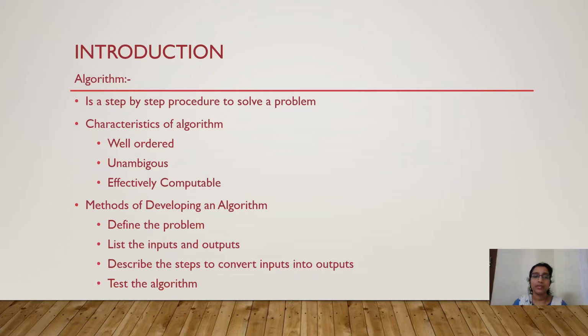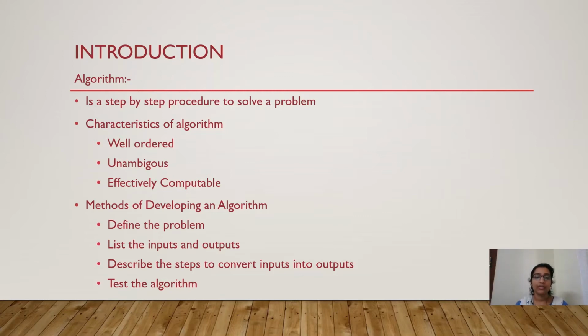Then the next thing is to list the inputs and outputs. For adding two numbers, I have to identify what the input is. The input will be two numbers and the output is their sum. Then describe the steps to convert these inputs into outputs. What steps do I need from these inputs to reach the output? Those steps I have to write as step 1, step 2, step 3, like that. So mainly for developing an algorithm, first define the problem, then identify the inputs and outputs, then describe the steps for how I will reach the output from the input.